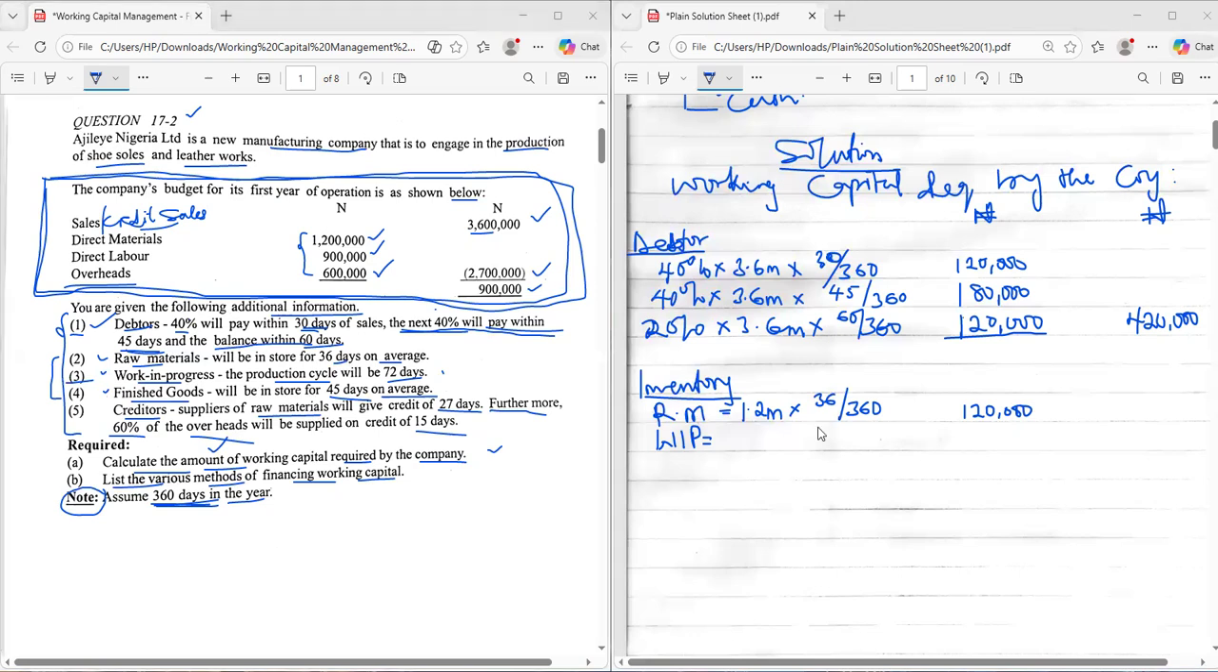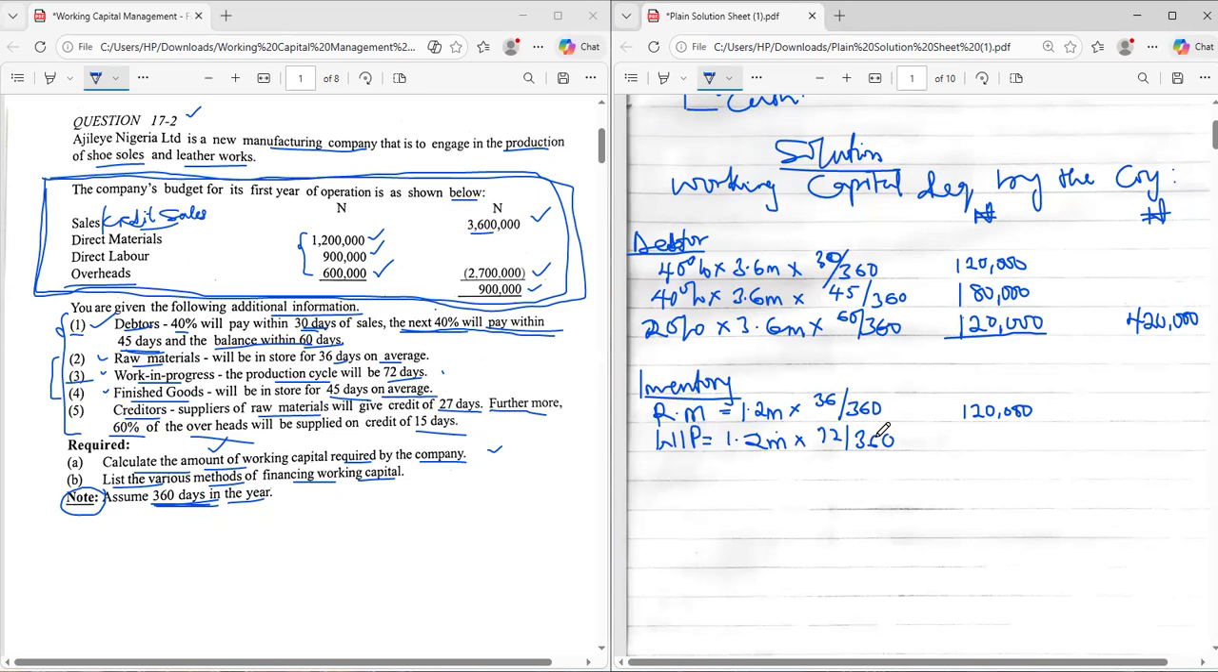So I want to try. 1.2 million times 72 over 360. Any other opinion? For work in progress, I think we are going to include labor and overhead, since it's not just material.